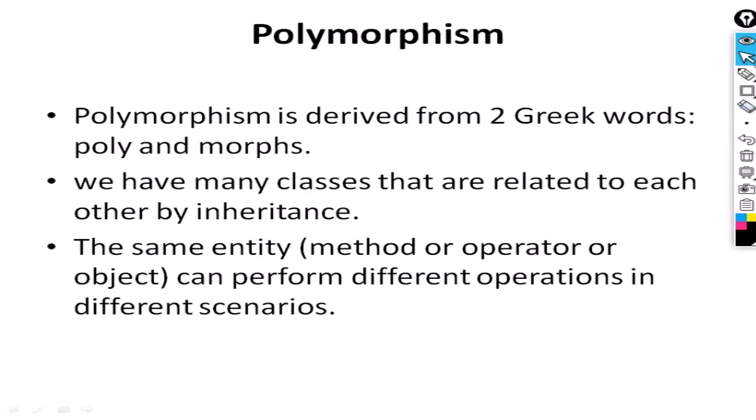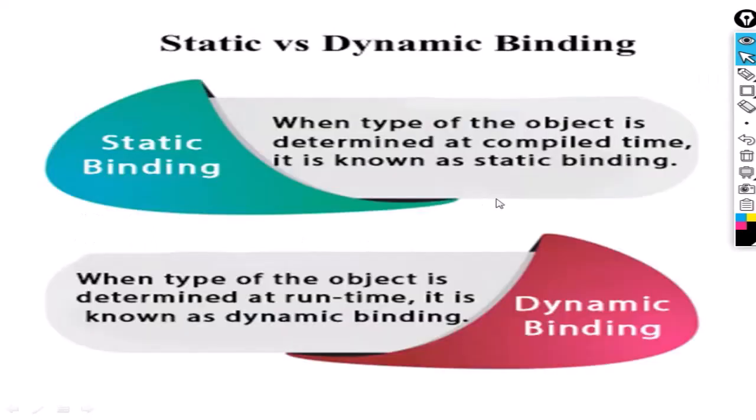Let us see this with real-time examples. There are two types of polymorphism. First one is compile time polymorphism, which is said to be static binding. The next one is runtime polymorphism, which is said to be dynamic binding. Static means compile time, so during compile time nothing will be changed, and no dynamic effects will be done.